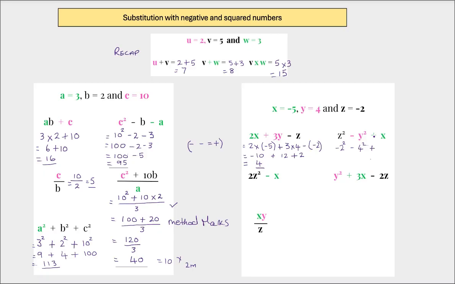And then finally, a division. So here we have x times y, which is minus 5 times 4. So it's going to be 5 times 4 is 20. So it's going to be negative 20 divided by negative 2. With 2 divided by 20, and we're going to have a positive 10. There we have it.